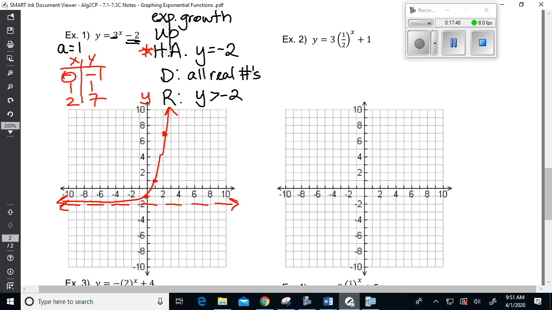All right. Example 2: y equals 3 times 1/2 to the x power plus 1. Again, we're following pretty much the same steps. 1/2 is your b value, so this is exponential decay. 3 is your a value, so this graph is going to point up. Your horizontal asymptote ends up being y equals 1.